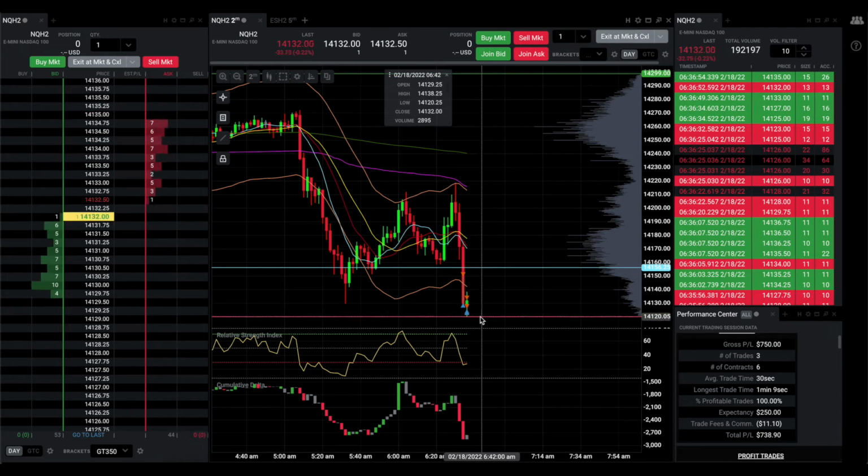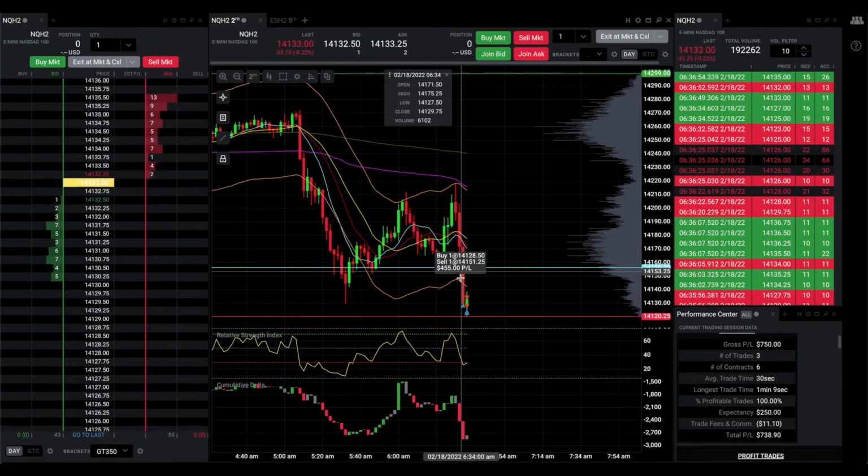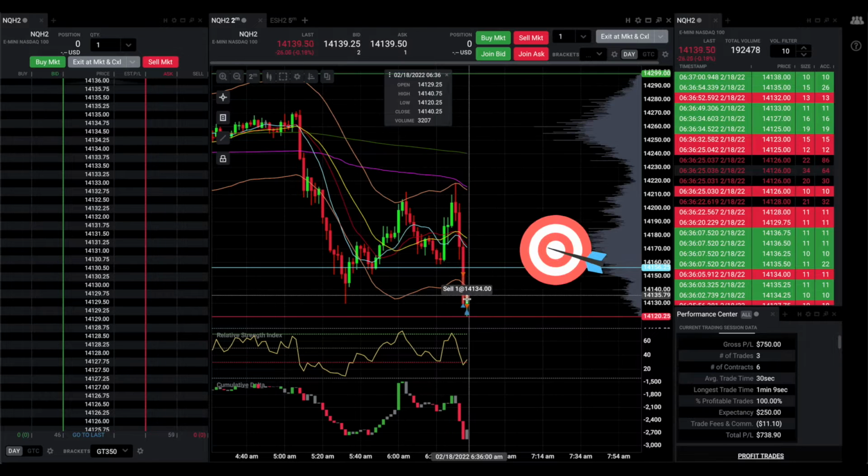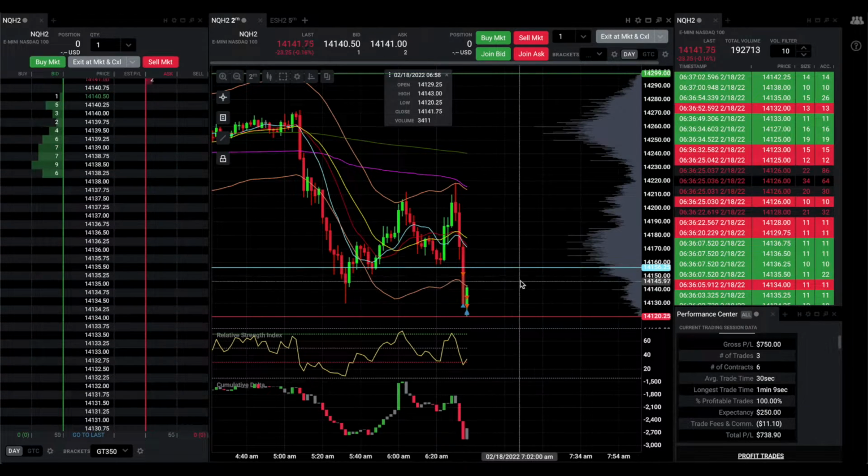Now look at that. Look how quick that was, all right? You had a $455 winning trade, a $95 winning trade, and then a $200 winning trade.